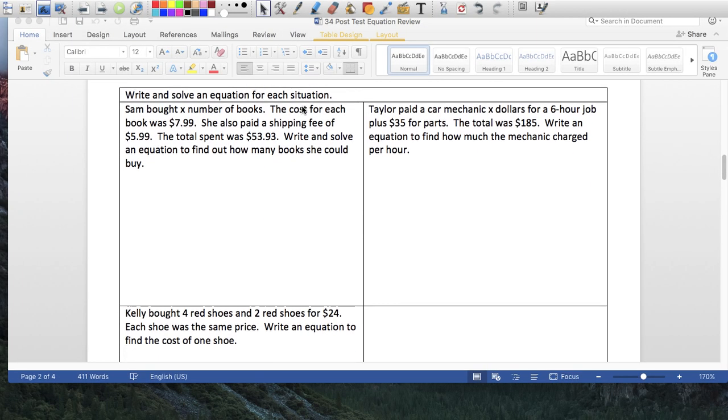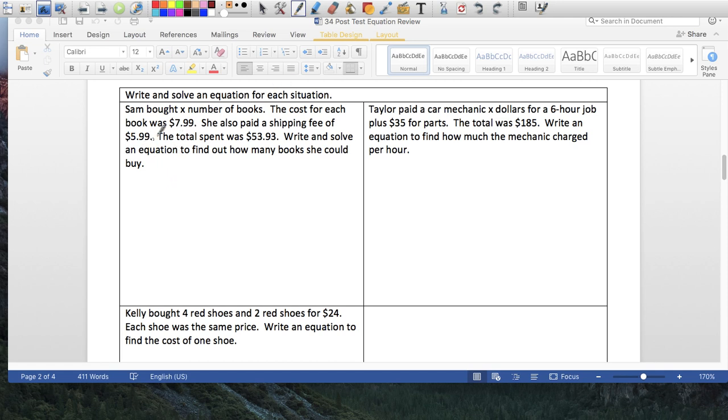Write and solve an equation for each situation. Sam bought X number of books. So we don't know how many books he bought, but he bought an X amount. The cost for each book was $7.99. She also paid a shipping fee for $5.99. And the total spent was $53.93. Write and solve an equation to find out how many books she could buy.